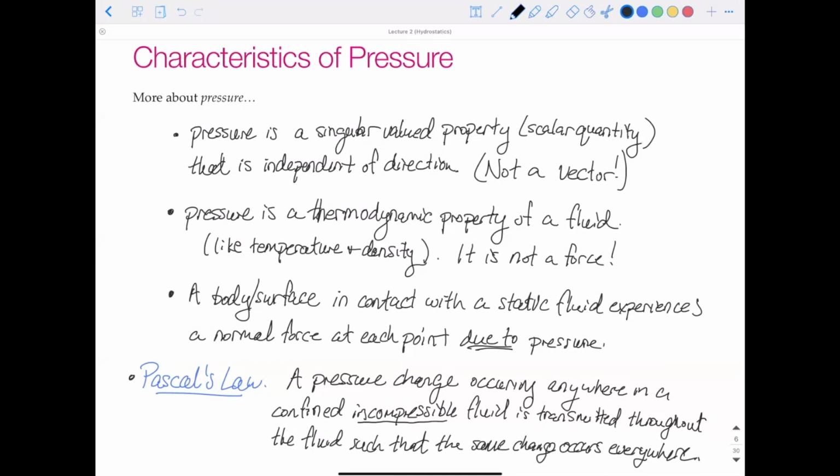So basically, a pressure change occurring anywhere, if we have a fluid that's confined and incompressible, will transmit and create the same pressure change everywhere. So this is really important for confined and incompressible fluids. It's not necessarily constant throughout, because we have a pressure variation that changes with elevation, but for any point along the fluid at the same elevation, the pressure would react the exact same way to any increase in pressure. And again, this is for a confined fluid.